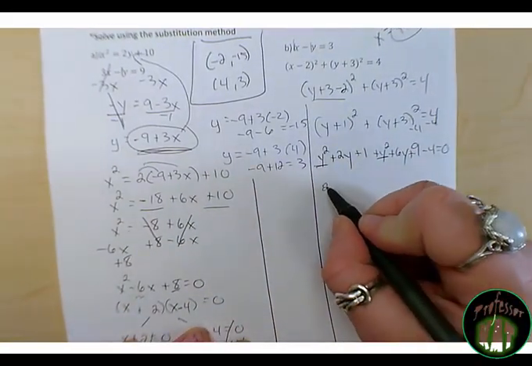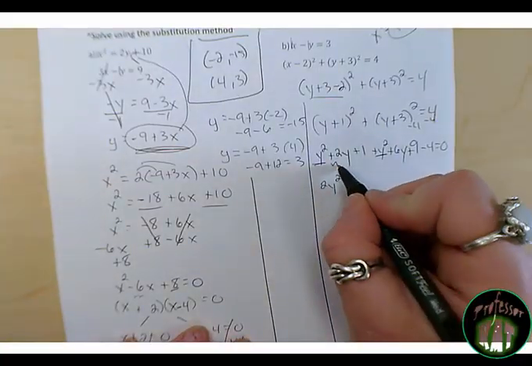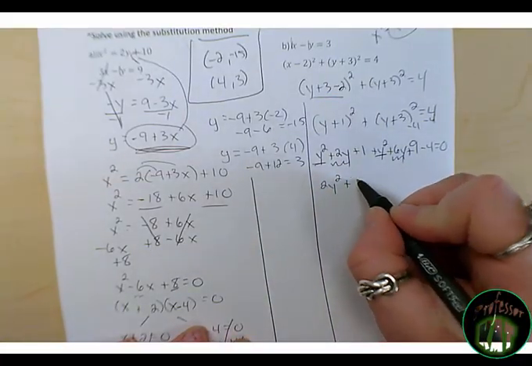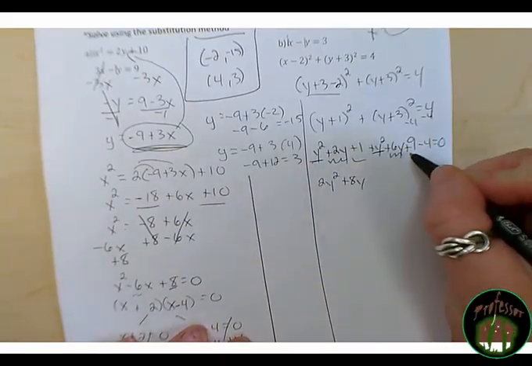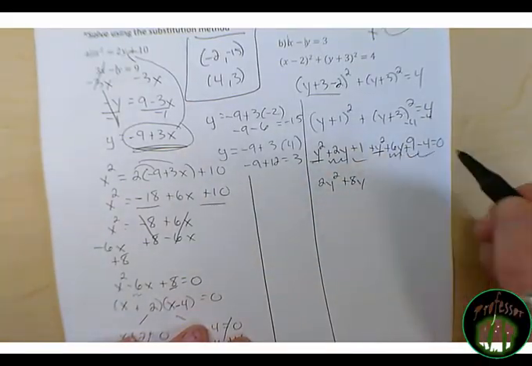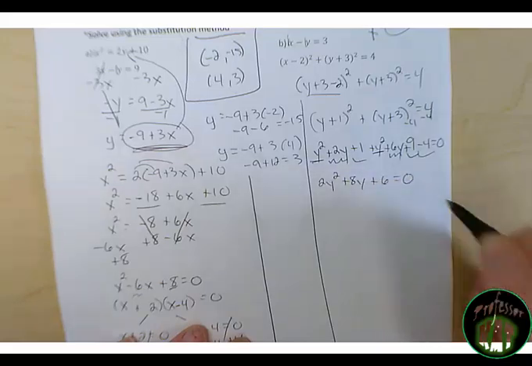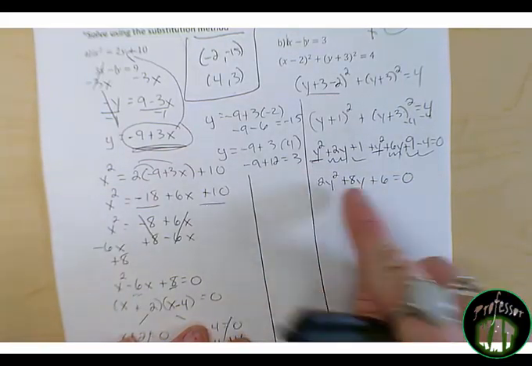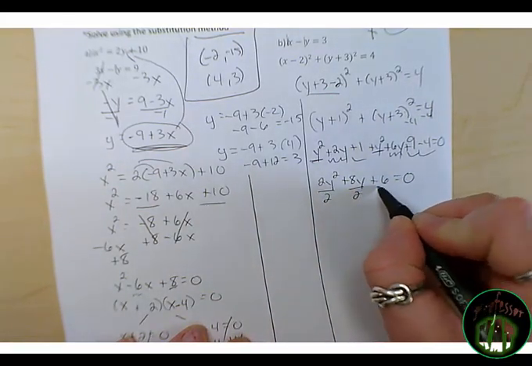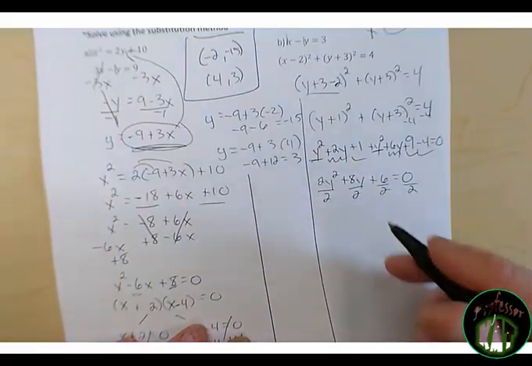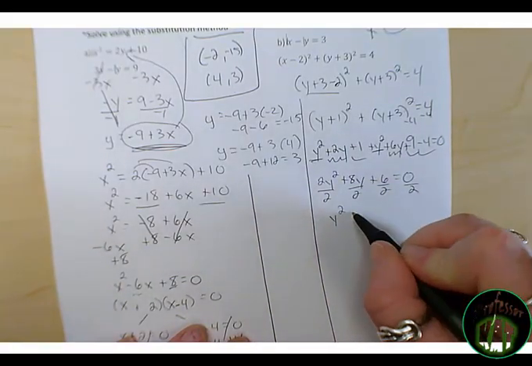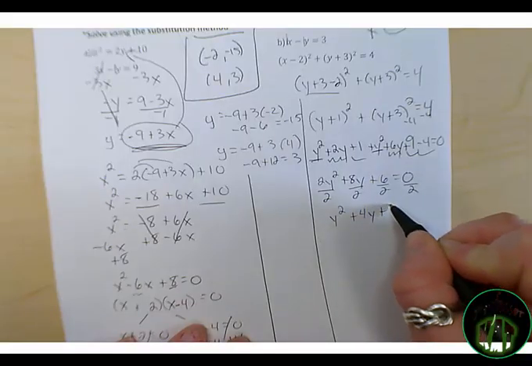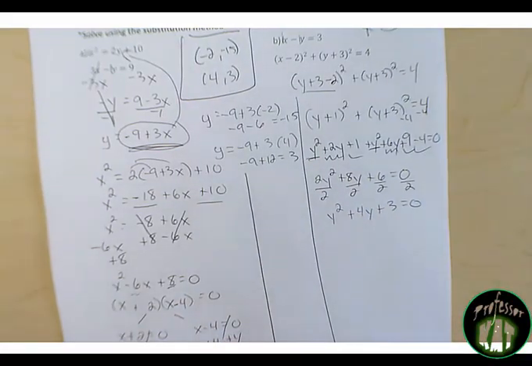y squared plus y squared gives us 2y squared. 2y plus 6y is 8y. 1 plus 9 is a 10, minus 4 is a 6. We have a GCF of a 2. Everything has a 2 in common. We can divide out that 2, giving us y squared plus 4y plus 3 is equal to 0.